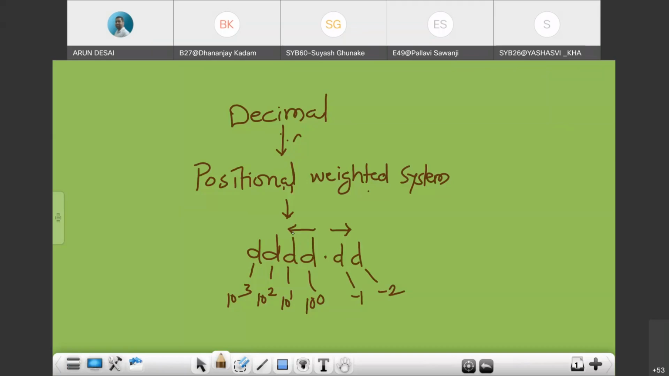The weight of the number depends on position, and is given by 10 raised to that position number, right? Or 10 raised to n, where n is the position of that digit. So this is basically the decimal number system, right?